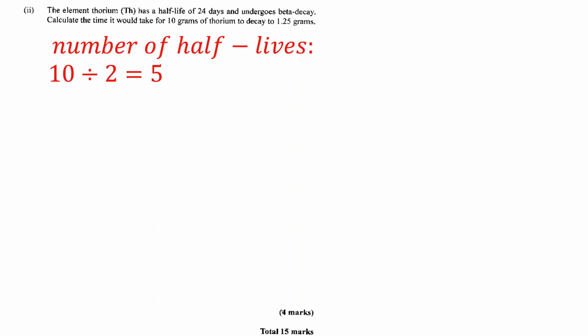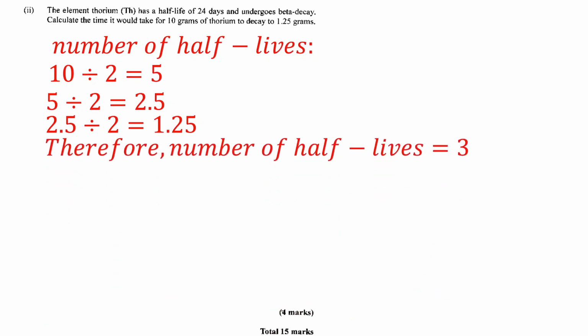So, in one half-life of thorium, it's going to decay from 10 grams down to 5 grams. And that calculation is simply 10 divided by 2, which gives us 5. And then it's going to keep on decaying, and in another half-life, it's going to go from 5 grams down to 2.5 grams, which is again 5 divided by 2. And if we divide by 2 one more time, 2.5 divided by 2 gives us 1.25. So after 3 half-lives, thorium will go from 10 grams down to 1.25 grams.